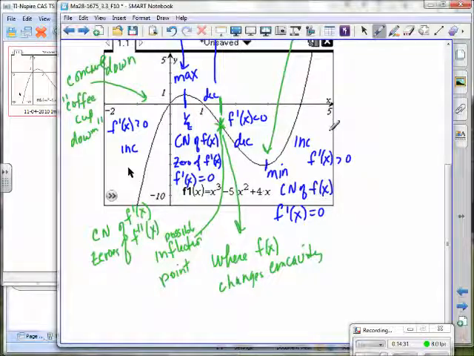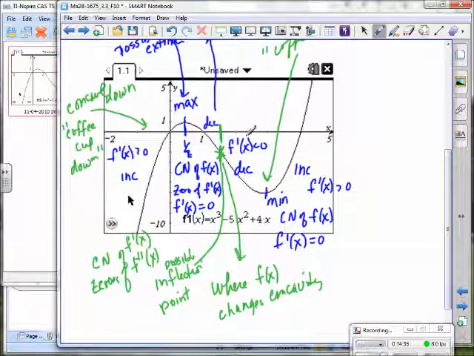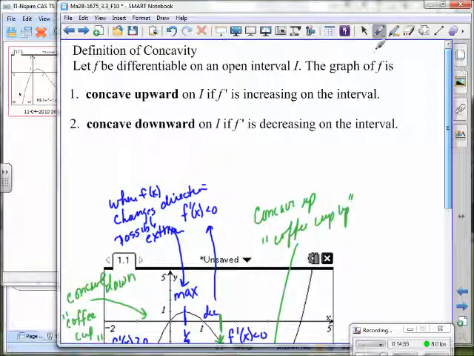Okay, so now this is what we're doing. This is the whole gist of what we're about to do in this whole section, is analyze the concavity of a curve by using the second derivative, and that's why we have to know what a second derivative is. Well, let's go back up to the notes here. Definition of concavity: a function is differentiable on an open interval. If it's differentiable, it's also continuous.